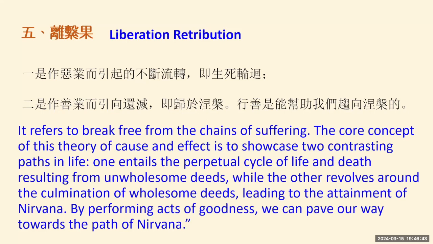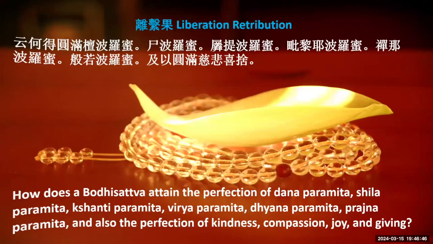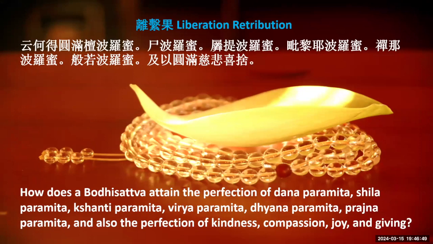So how does a bodhisattva attain the perfection of dana paramita, shila paramita, shanti paramita, virya paramita, dhyana paramita, prajna paramita, and also the perfection of kindness, compassion, joy, and giving? This paragraph mentions the six paramitas and four infinite states of mind. These represent a state of mind that may seem unattainable to us, but they can be realized through the diligent practice of pure conduct Dharma door by a bodhisattva.